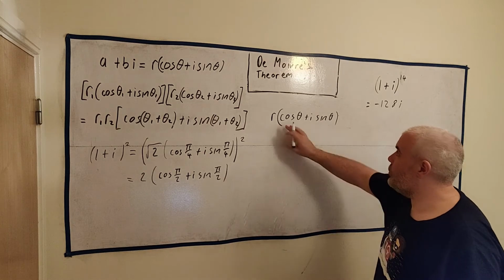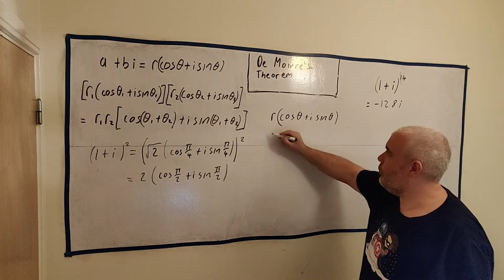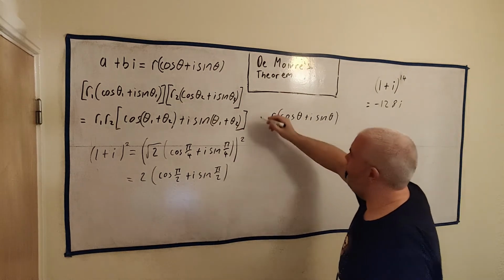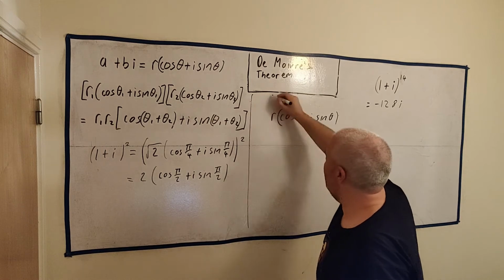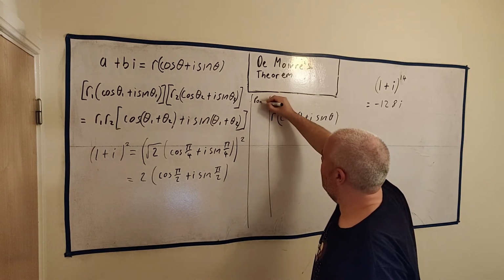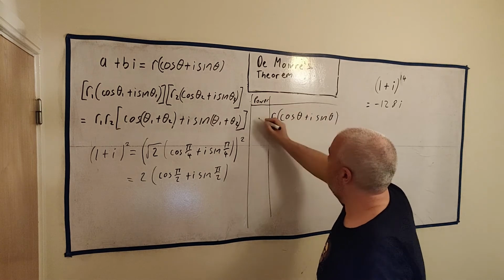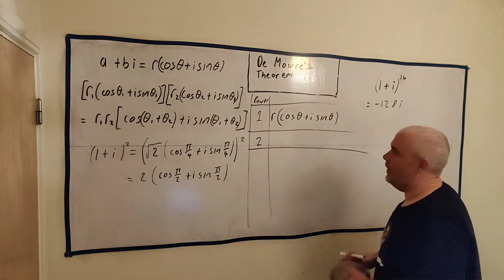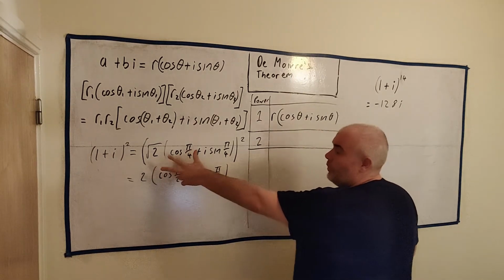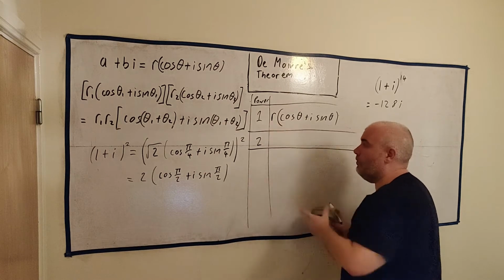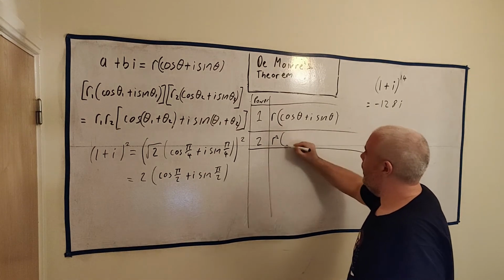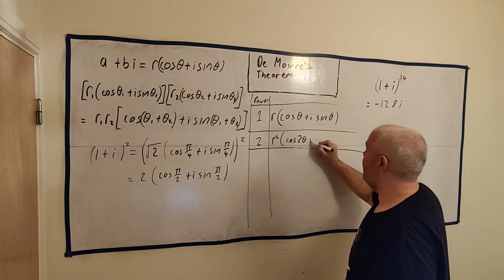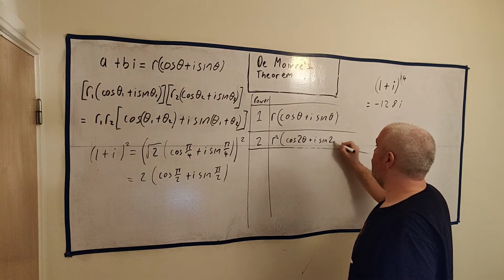So what would happen if we square this? Let's do it this way. Let's do the power here. Let's put in a little line here. How about power of 1? Just looks like this. Power of 2, what would it look like? So we've just done it here really with numbers. It's r multiplied by r. Well, that's just r squared. And it's cosine theta plus theta. Well, that's just 2 theta. Plus i sine 2 theta.